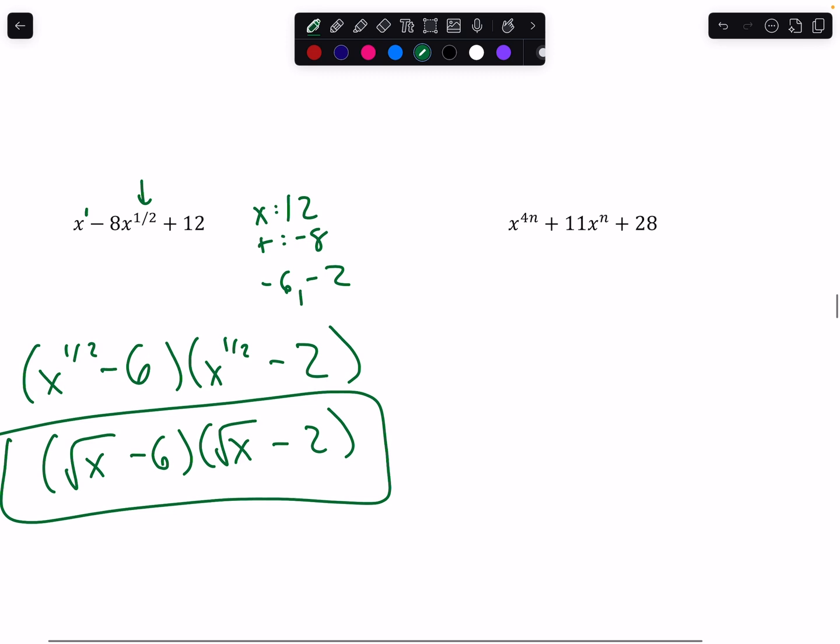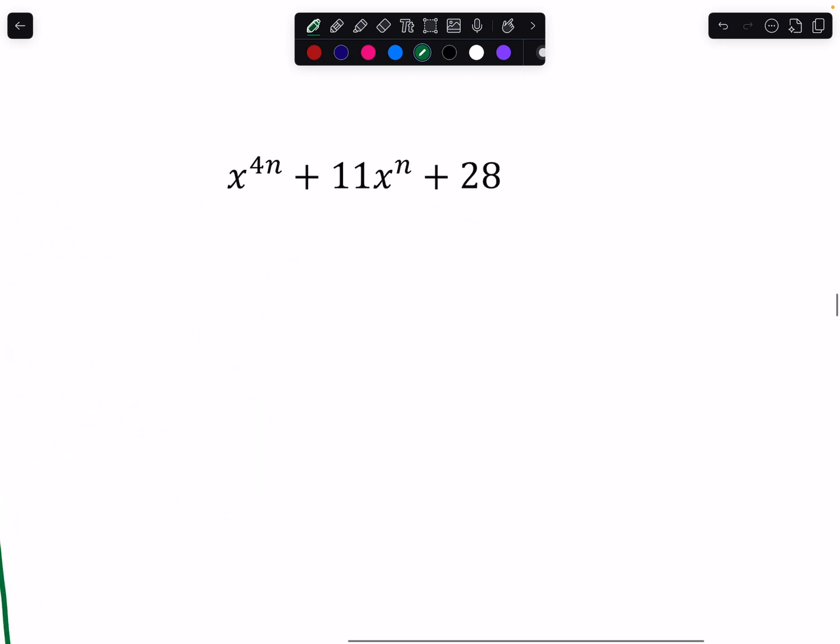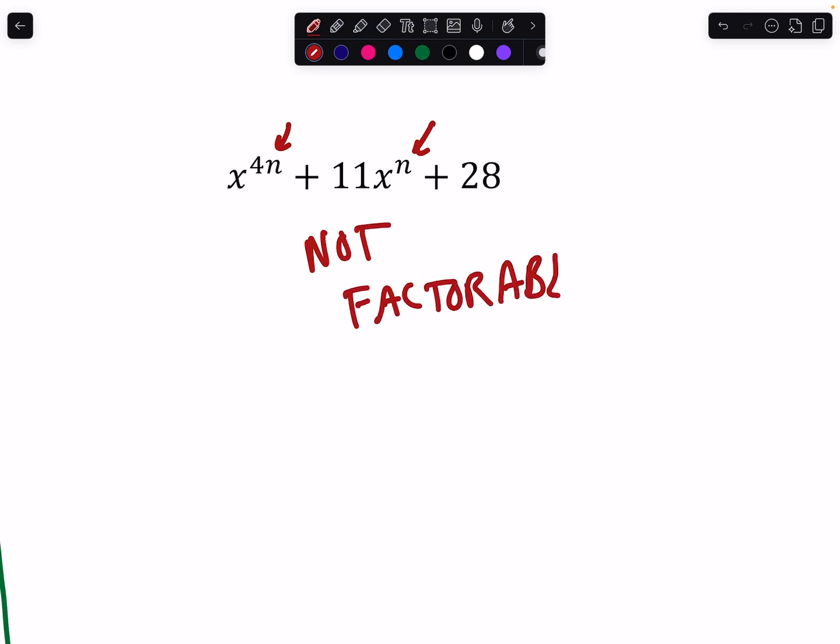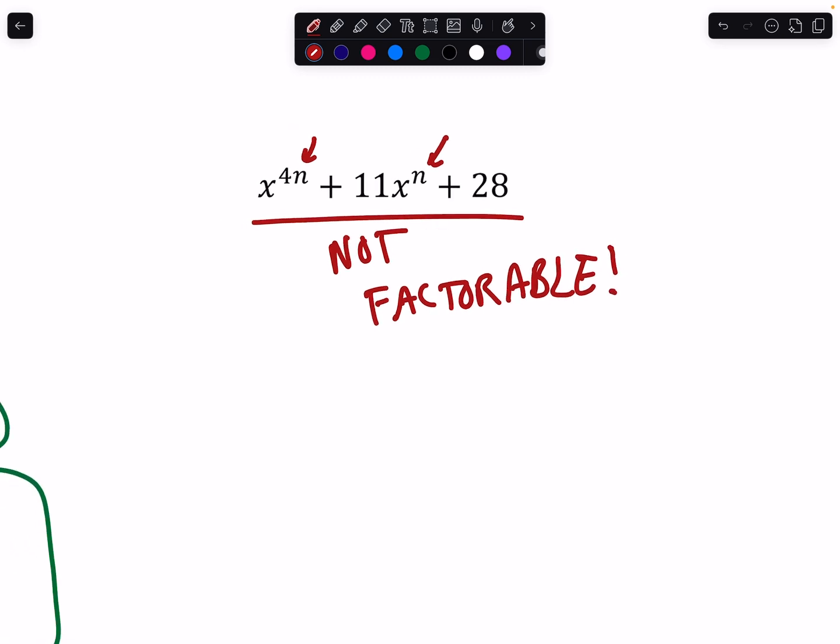And that last one, oh my gosh, that first degree is not double the second degree. This is not going to be factorable the way we are able to do it right now. So we're just going to say it's not factorable. We could also say that is our answer.